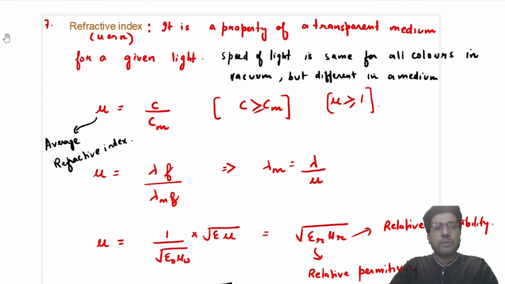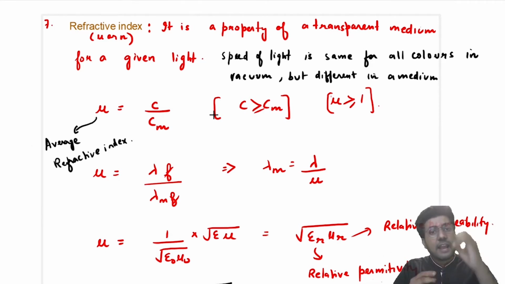Okay, now the next thing is refractive index. Now what is refractive index, which is represented by mu or n? Refractive index is a property of a transparent medium for a given light. Now what do you mean by for a given light? This is very important. See, in vacuum, the speed of light of all colors is the same. So whether it is red light, violet light, or blue light, the speed of light will be the same in vacuum for all the colors.